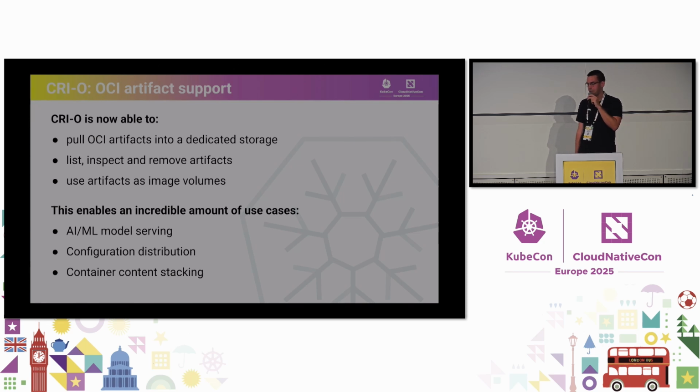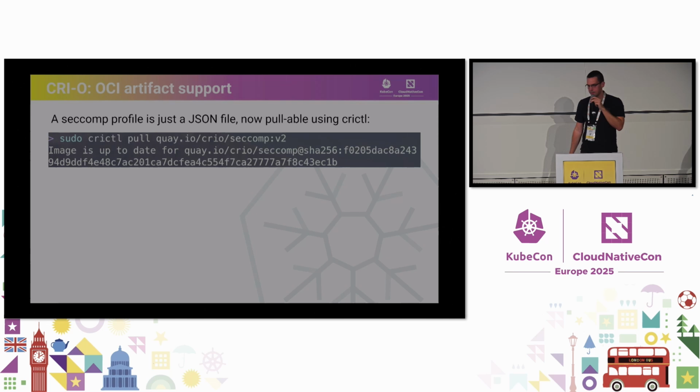So this enables a huge amount of AI and ML use cases, which we all look forward to you showing us how you use the feature. But it also allows configuration distribution for smaller artifacts and stacking the content of container images. So if you have a universal binary, for example, in a container image, then you can reuse it in multiple images by just using an image volume. So let's just provide a small demo of that.